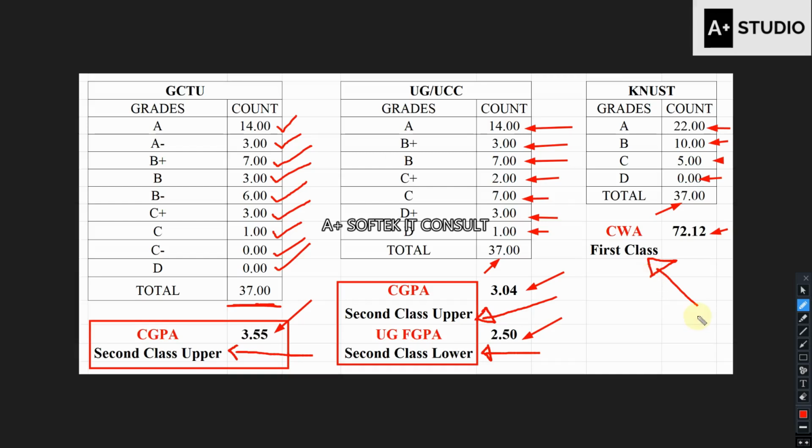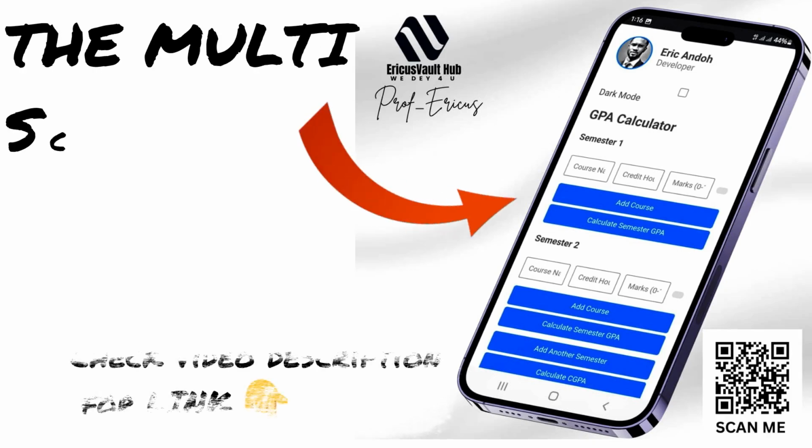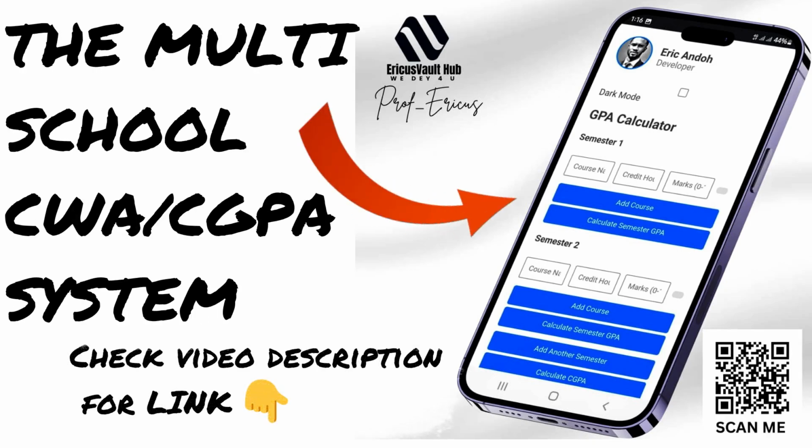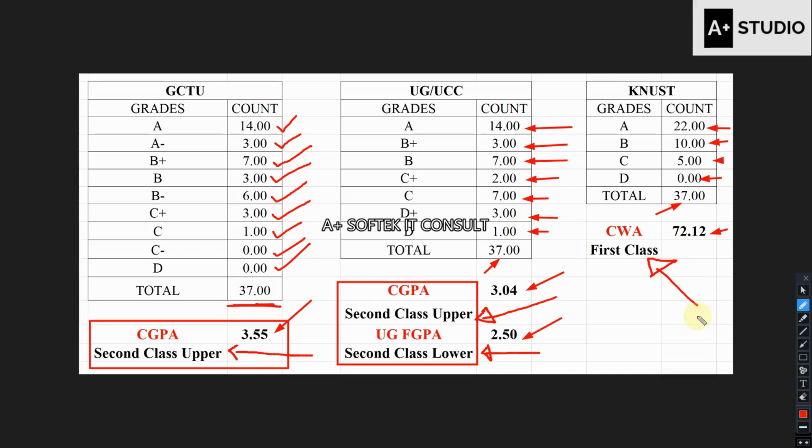And then, not forgetting, we also created the multi-school GPA CWA calculator. You can also put in your result, the same result in there, and then you can tell that it is giving you the correct figures, the correct data. So what do we make of this whole data?